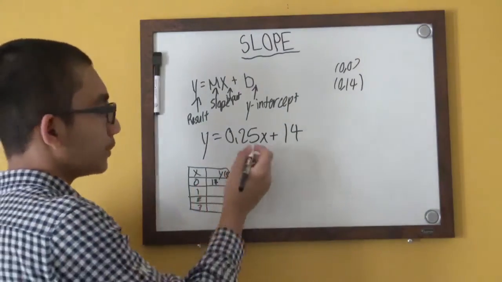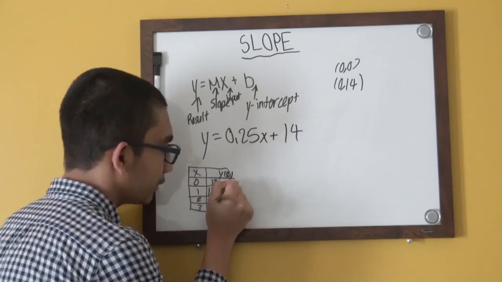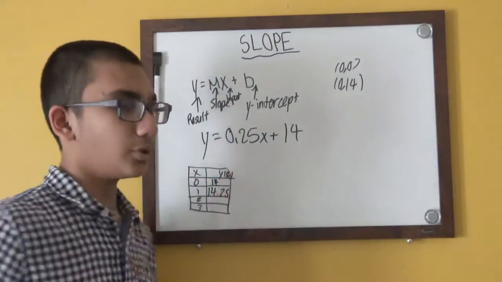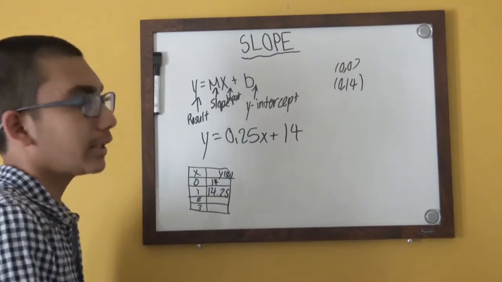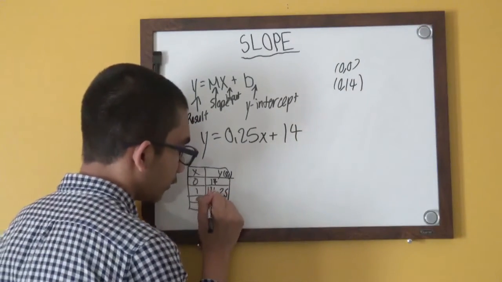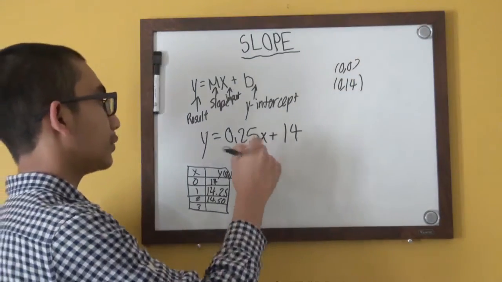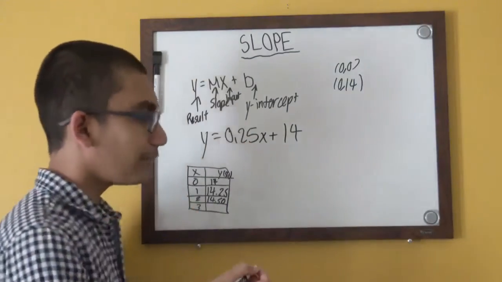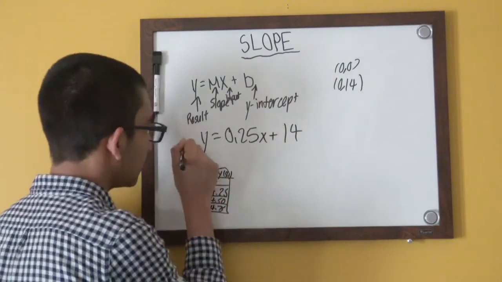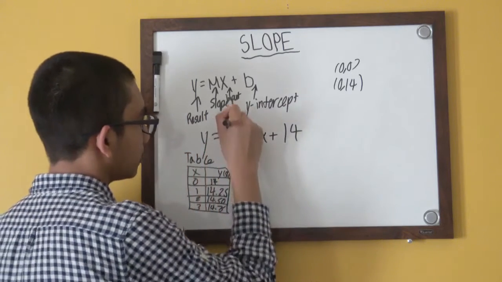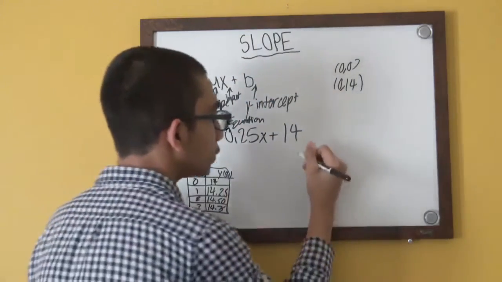So 1 times 0.25 is 0.25 plus 14 is $14.25. And for 2, 0.25 times 2 is 0.50, or 0.5. So it's 50 cents plus $14, $14.50. And for 3, when there's 3 visits, you multiply 0.25 by 3, which is 0.75. And $14 plus 75 cents is 14.75. So this is in a table, and this is just the equation. Okay? So now let's do it in a graph.